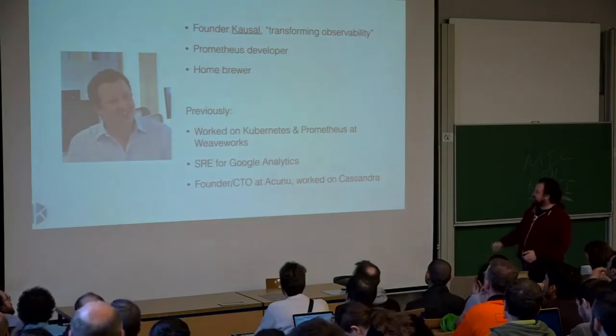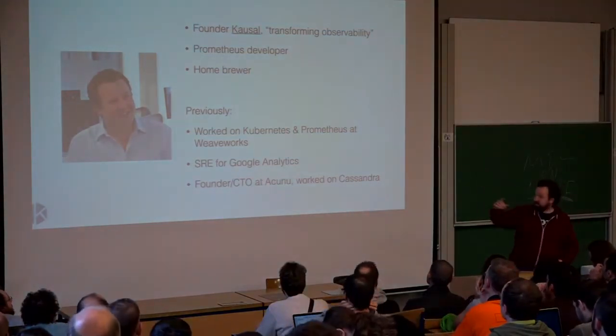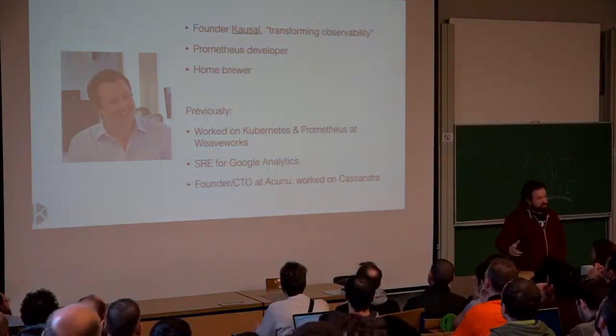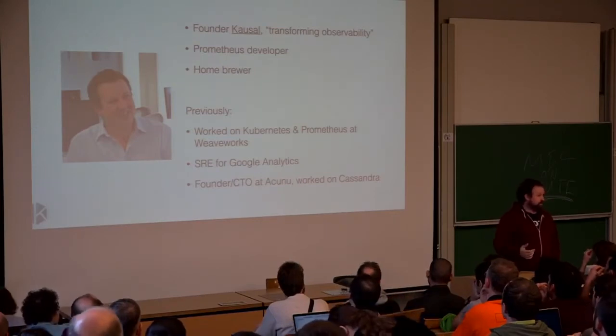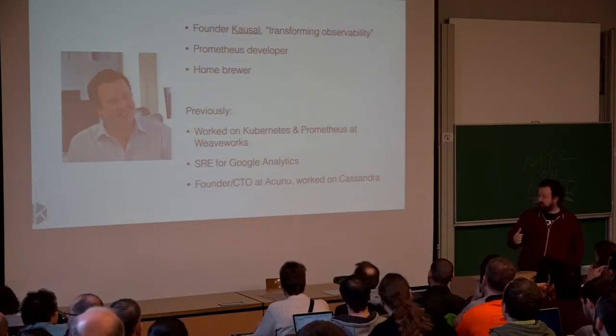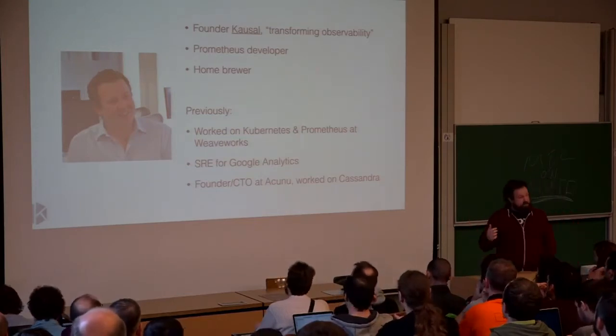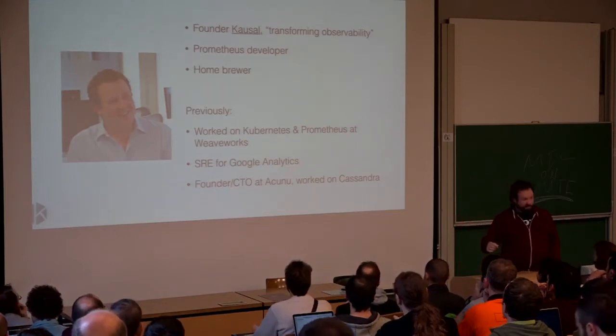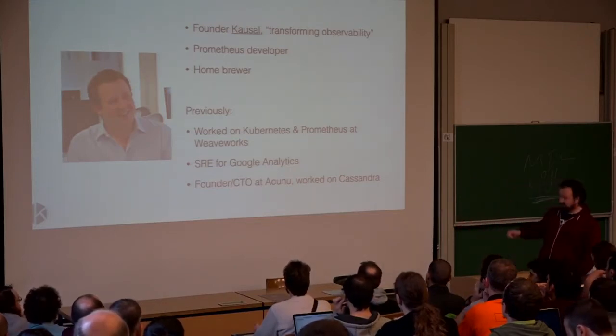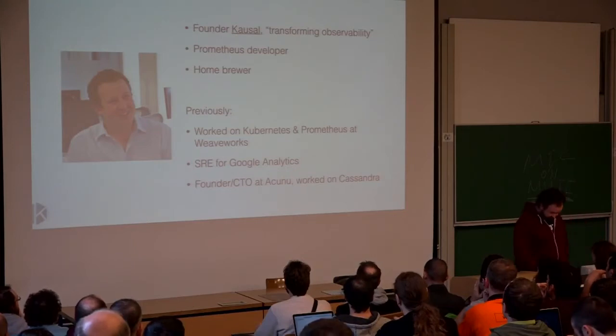Okay, good. So, quick introduction. My name's Tom. David, who's in the crowd, and I started a company called Causal recently. It's just the two of us. We're bootstrapped, no VC, and we're running a hosted version of Prometheus, basically. Before that, I worked at Weaveworks, which is where I got into Prometheus and Kubernetes. Before that, a brief stint at Google with Ryan, in fact, and before that, another startup called Kunu, where we worked on Cassandra.